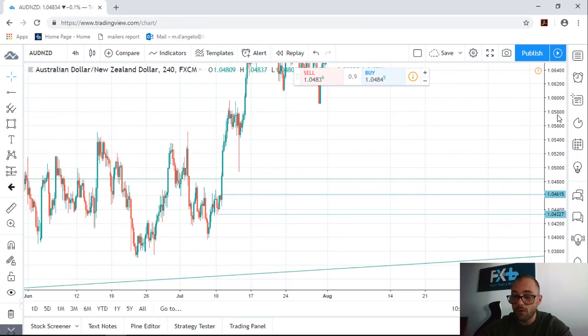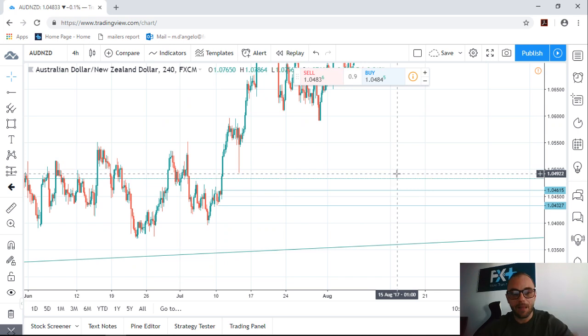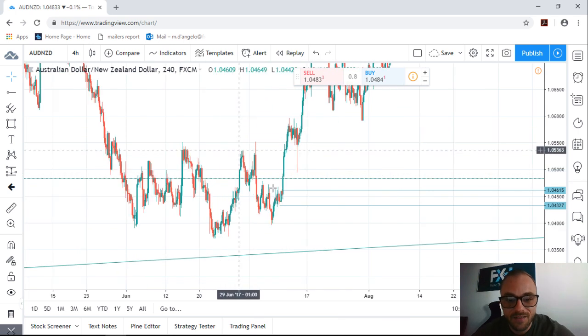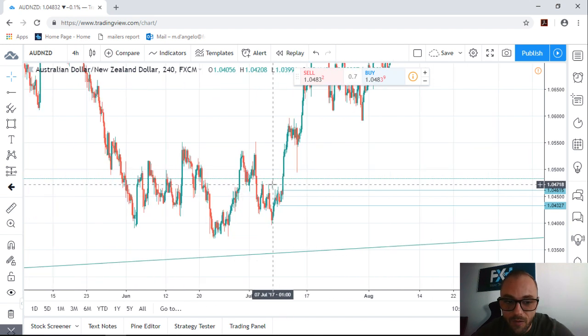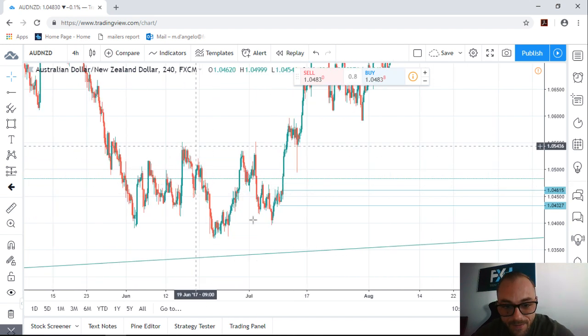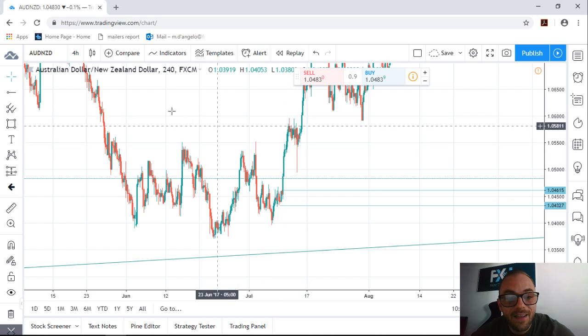Right here, I won't go into details on how we established that particular zone. Nonetheless, it is very valid. It took out an opposing daily supply zone. Very important area. Yeah. Rally base rally.